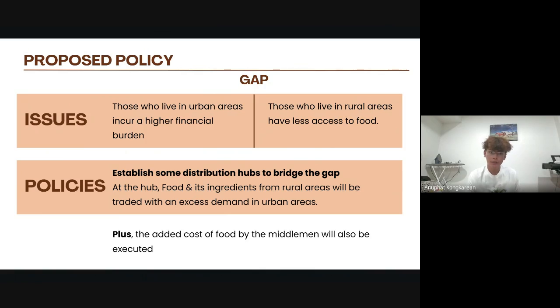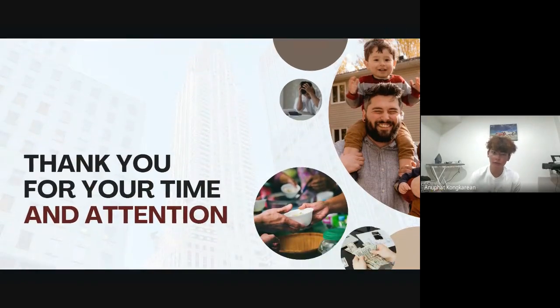Plus, the added cost for food from the middleman will be addressed too. So we will promote the standard of living for those who live in rural areas and those who live in urban areas. So that is our presentation.